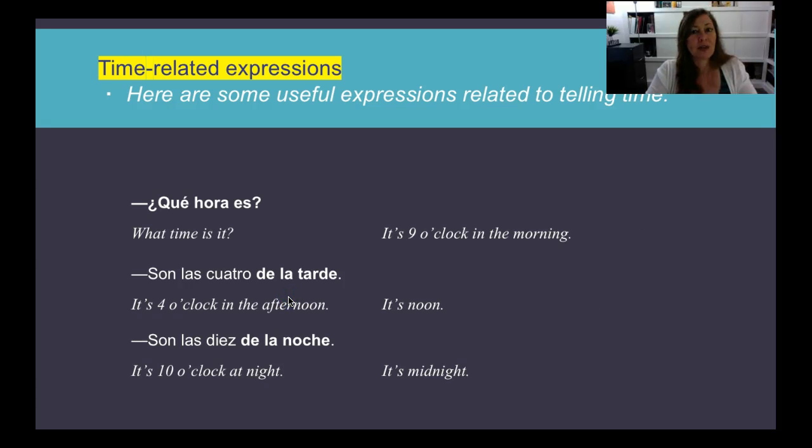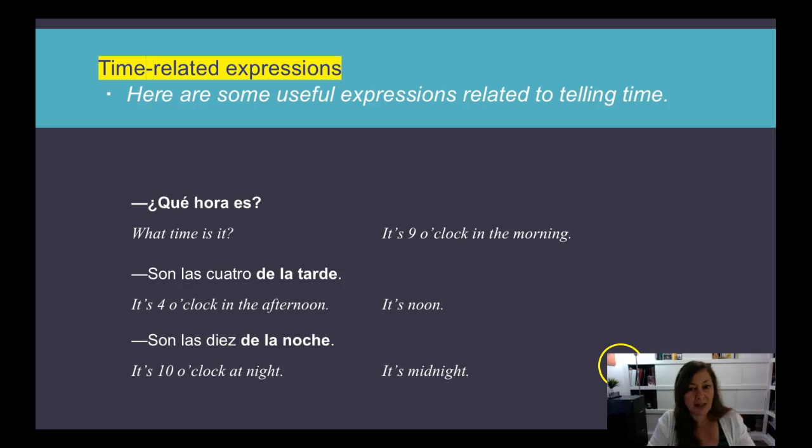Bien? So here are some useful expressions related to telling time. So, ¿qué hora es? What time is it? ¿Cómo se dice? It's 9 o'clock in the morning. Es or son? Son las 9 de la mañana.